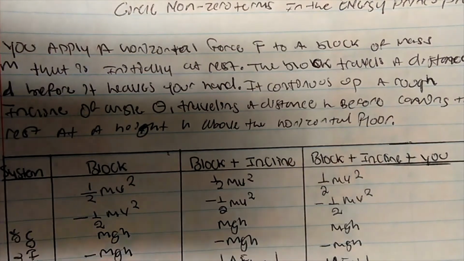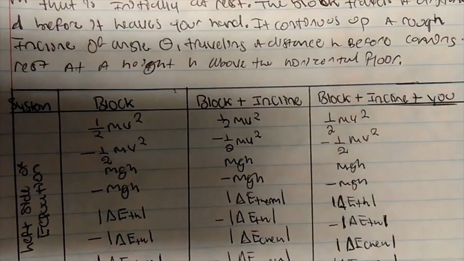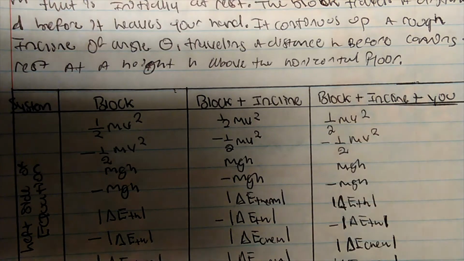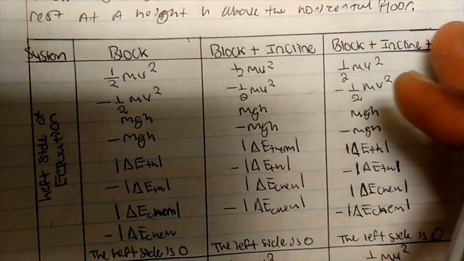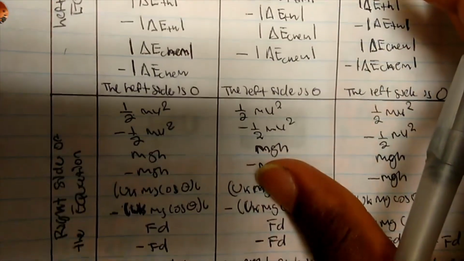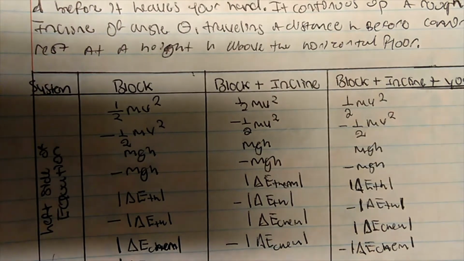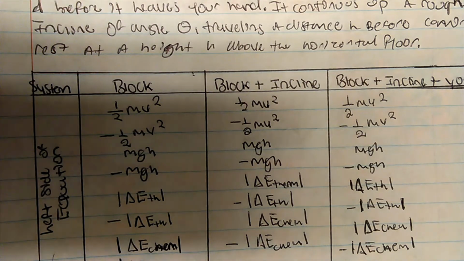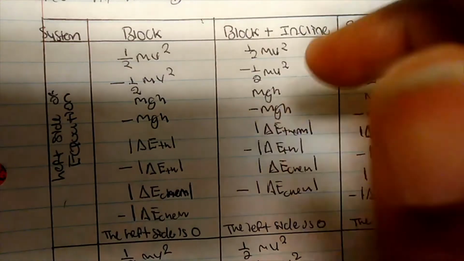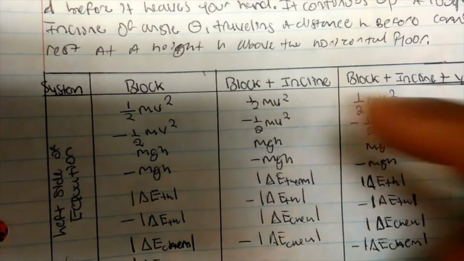So now it asks you, okay, well, we have the left side of the equation and the right side of the equation. And so it might ask you to circle the non-zero terms. So just look at the system for the block alone, okay? So we have all these options. We've got to circle the non-zero terms.